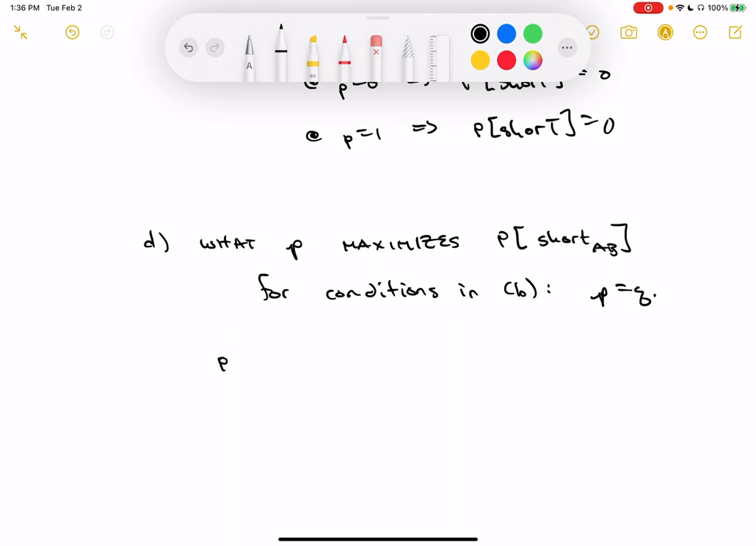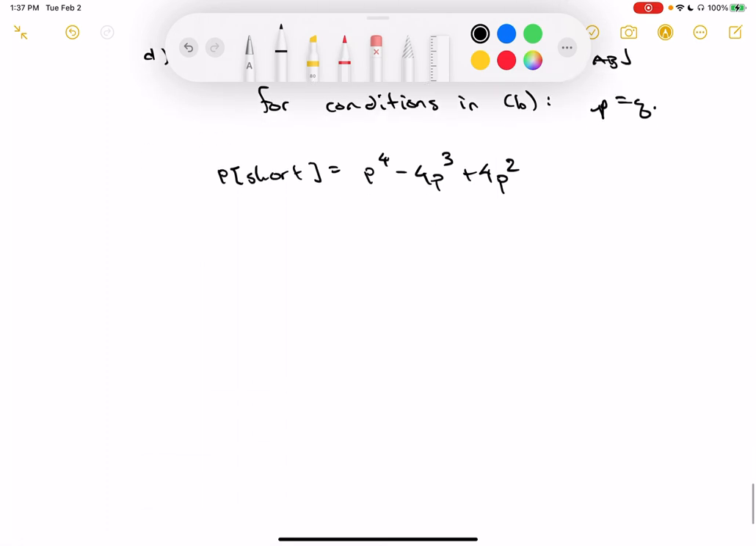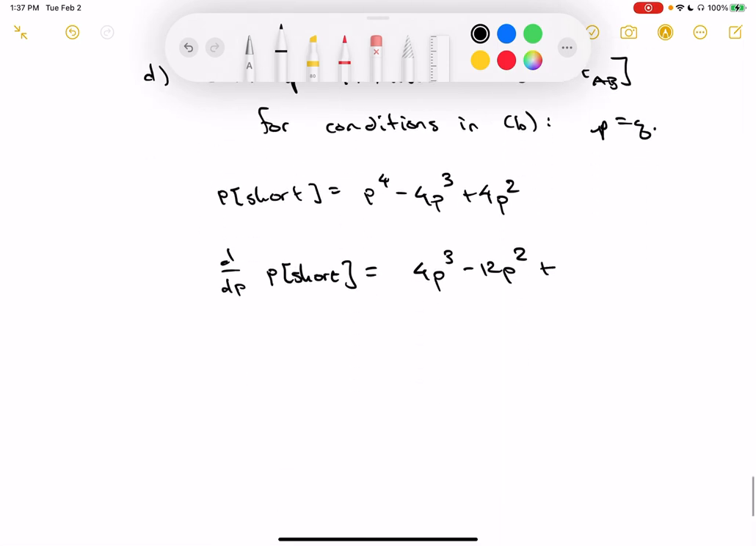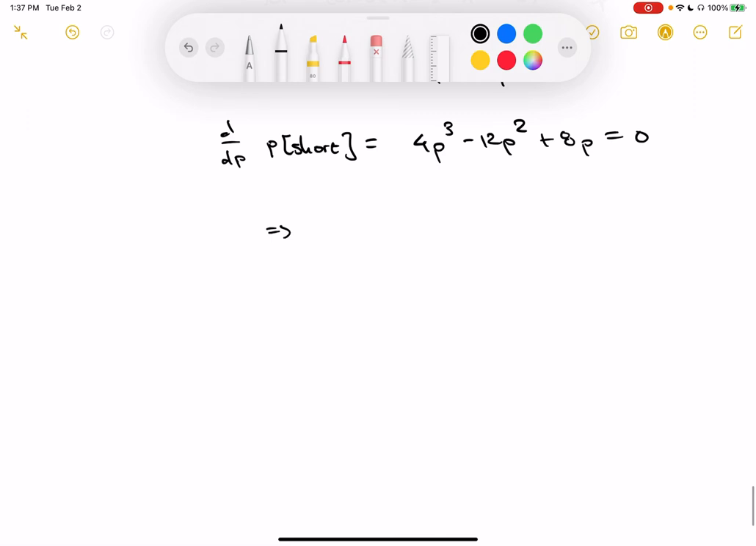Again, I know that the probability of a short, we'd already computed that before, was equal to P to the fourth minus 4P cubed plus 4P squared. I can apply the first derivative test on that. So differentiate with respect to P, and that's going to be 4P cubed minus 12P squared plus 8P, and that has to be equal to 0. I can solve that with MATLAB, and it gives us P equaling 0, 1, and 2. A cubic has three results, and so it turns out 0, 1, and 2 are the solutions here.